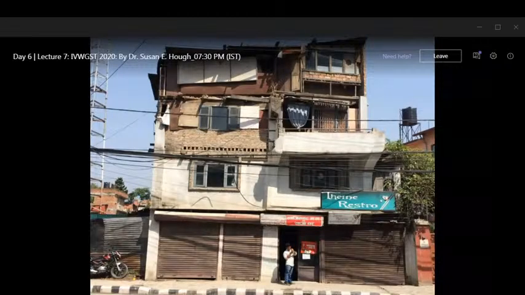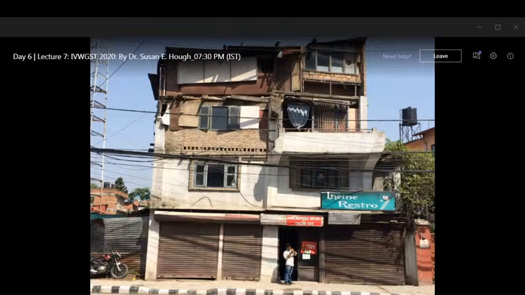So this is one of my favorite pictures of a local structure. I think you can tell that it was built in stages. The construction quality is not so good. You wouldn't expect it to be very resilient to shaking.